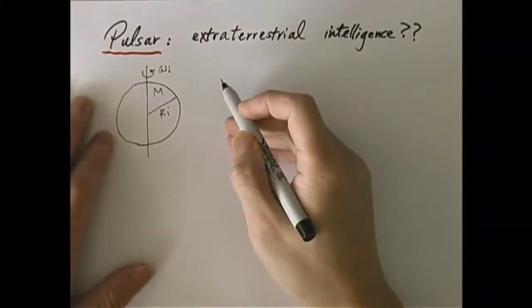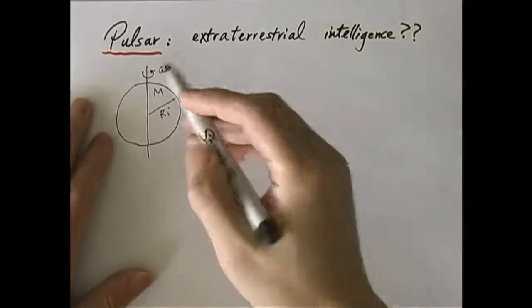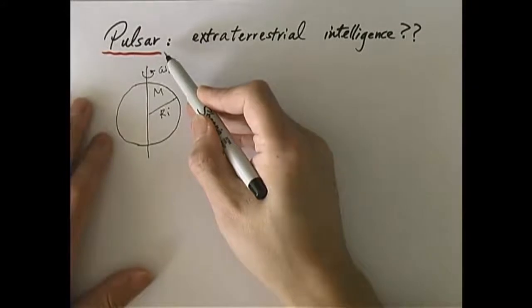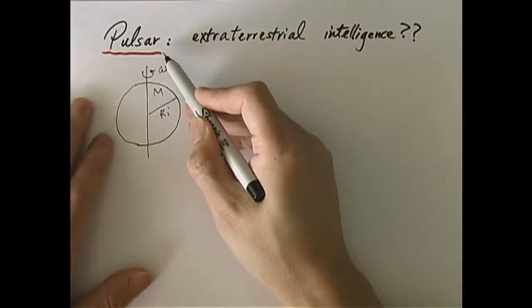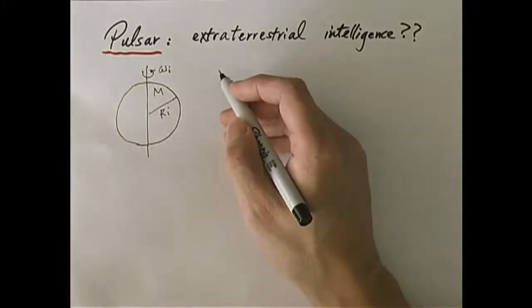Let's continue with the discussion of the concept of angular momentum. One of the most spectacular examples is an astronomical object called a pulsar. What's a pulsar? It's shorthand for a pulsating star. It was first discovered in the year 1967 by a graduate student.